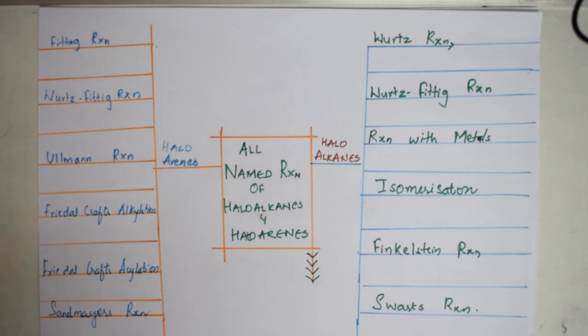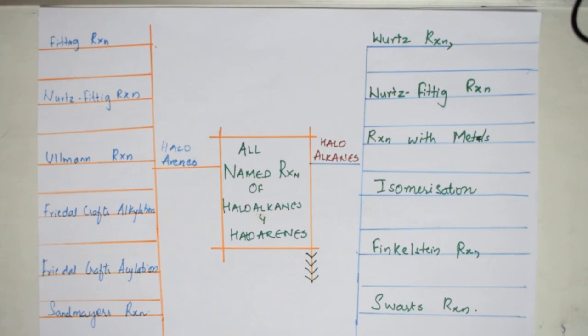I think different channels will be giving different name reactions. I have clubbed all the name reactions which you need to remember. If you remember this, all will be covered in this chapter. Right. So when I have to see the idea of doing this, here on the right hand side I have written the haloalkanes.